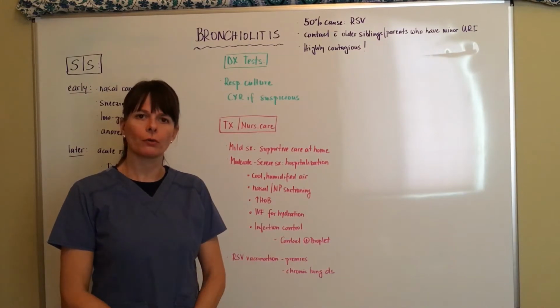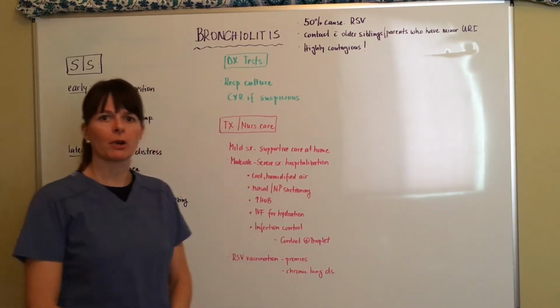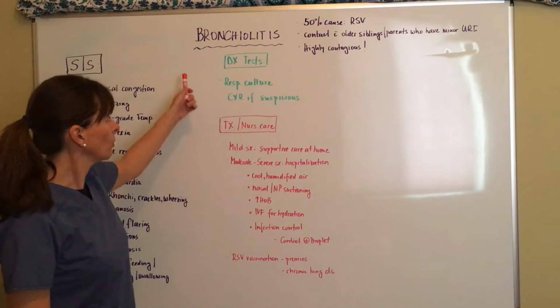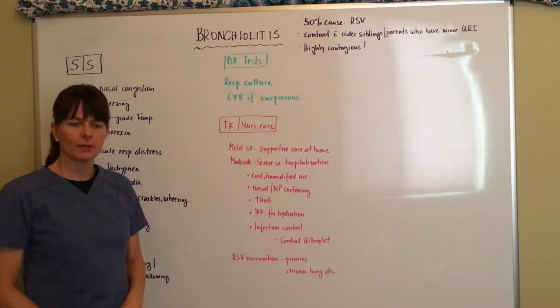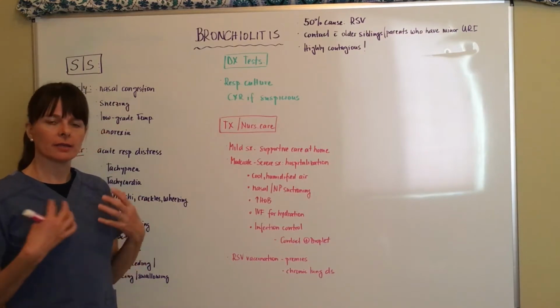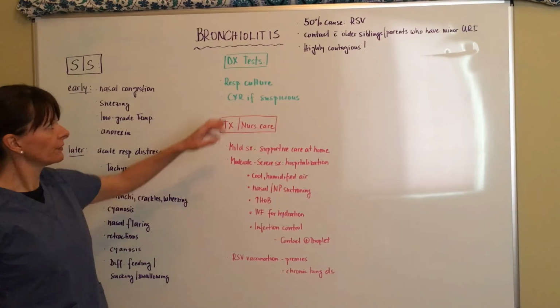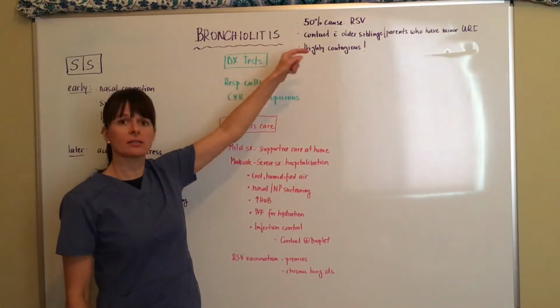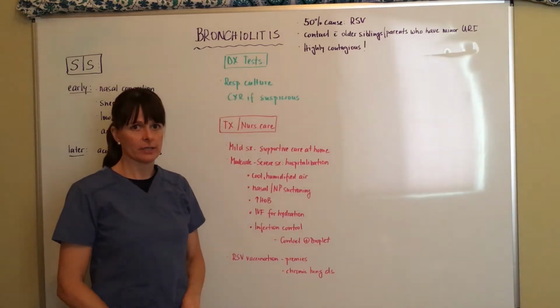Today we'll go over one of the most common pediatric respiratory disorders called bronchiolitis. And what that means is inflammation, -itis, of the bronchioles. So those are the smaller airways that we have in our upper chest. In 50% of the cases, the cause is RSV, respiratory syncytial virus.